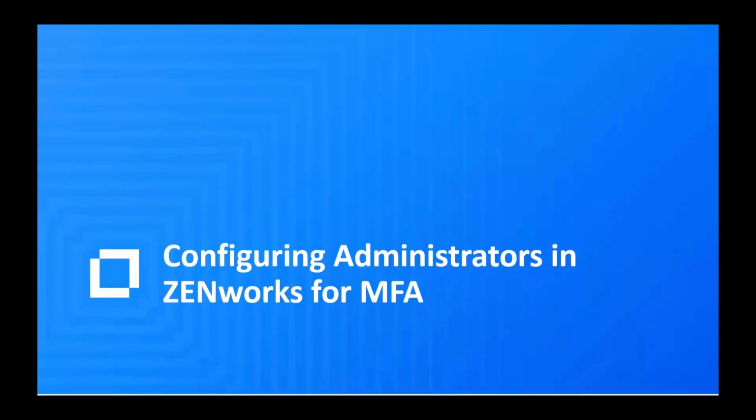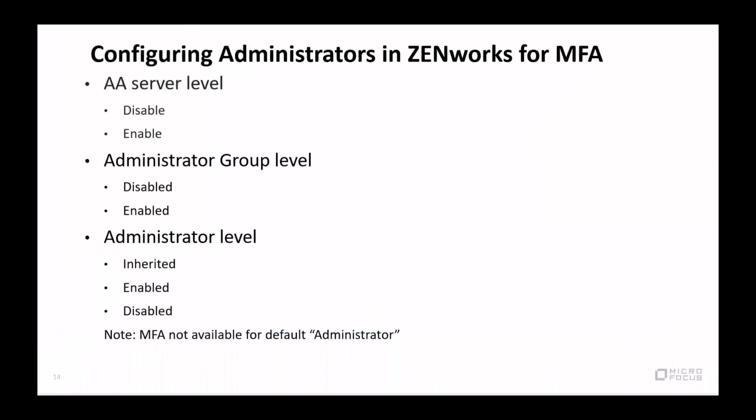Next, we will talk about configuring administrators in ZENworks for MFA. Once we enable multi-factor authentication for a repository, we can also enable multi-factor authentication at different levels. The first level is at AA servers. At advanced authentication server level, we can disable the multi-factor authentication at zone level, or we can also enable it.